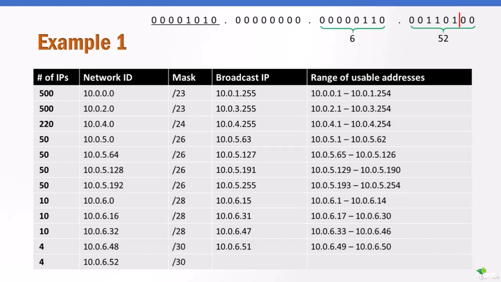For the broadcast IP, we need to switch these last 2 bits into ones. When we do that, we get 55, so our broadcast IP is 10.0.6.55. As for the range of usable IP addresses, again, we can only use 2, and in this case, those 2 are 10.0.6.53 and 10.0.6.54.